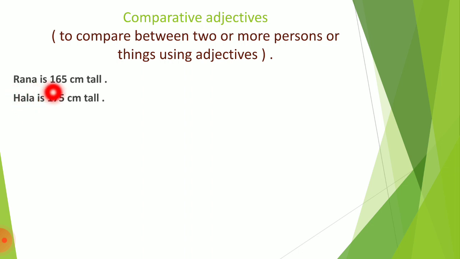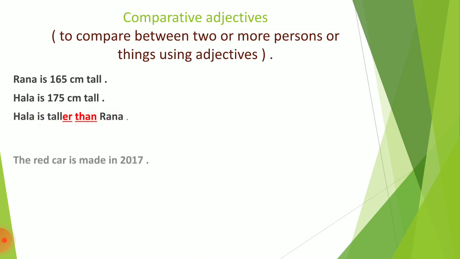Rana is 165 centimeters tall and Hala is 175 centimeters tall. في عندنا مس هنا كل واحدة إلها طول وبالتالي إحنا بدنا نقارن بيناتهم. لما أكون بدي أقارن بيناتهم تاسع we will say that Hala is taller than Rana. وانتبهي هون إنه كان في عندي tall لحتى أعملها مقارنة we added the ER and than. So Hala is taller than Rana.